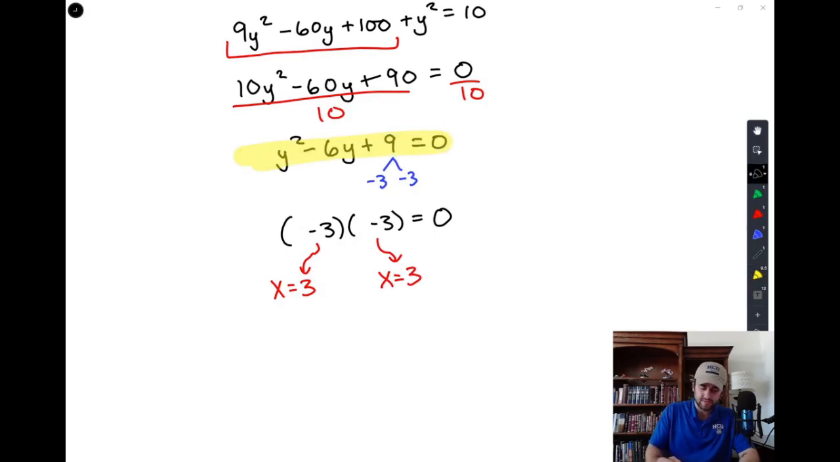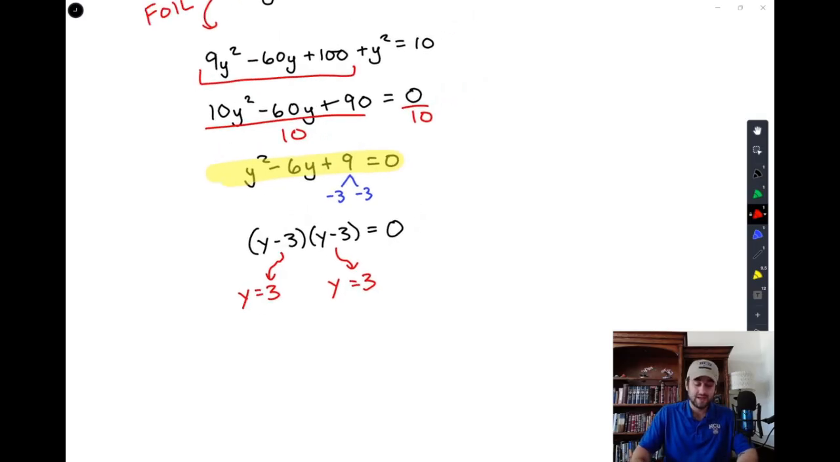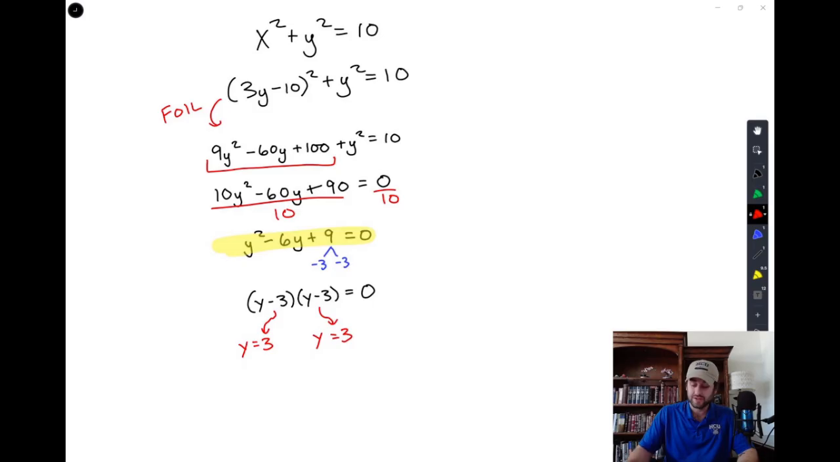Those variables are y's. You might have yelled at me if you were saying, hey, I thought we were doing y's right now. We are. I don't know why I changed those to x's. We're working in y's right now. So y equals 3. And then again, we don't have a full solution because we need two numbers. We need the x number and the y number to solve for this.